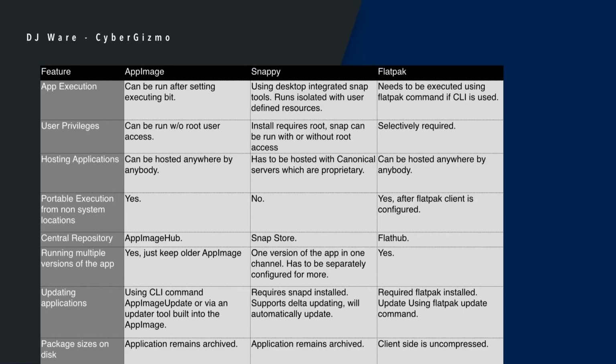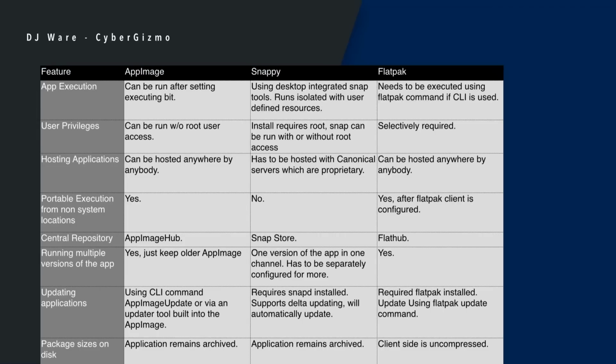The central repository is the AppImage hub for AppImages, and again, it was really meant for developers to package an AppImage and deploy it from their website. Snappy has to go to the Snap store. You can't create your own repo. Also, the Flatpak, you can deploy from Flathub, or you can create your own, or you can copy it. It doesn't really matter how you get it there.